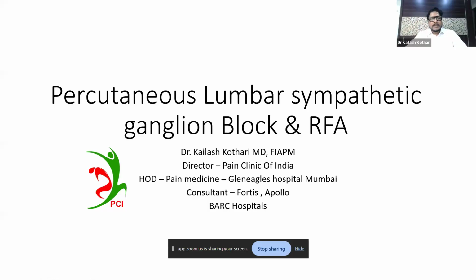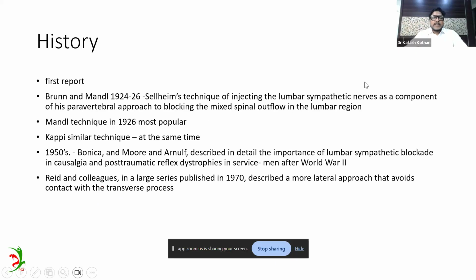Okay. We are going to discuss percutaneous lumbar sympathetic ganglion block, chemical neurolysis, and radiofrequency ablation. So basically, history goes back to 1924 when Brunn and Mandel used this technique of lumbar sympathetic block as a paravertebral approach, and they blocked mixed spinal outflow in the lumbar region. During a similar time, Kappis also used the same technique, and Kappis's technique is very famous, and many people still use this today in remote places.